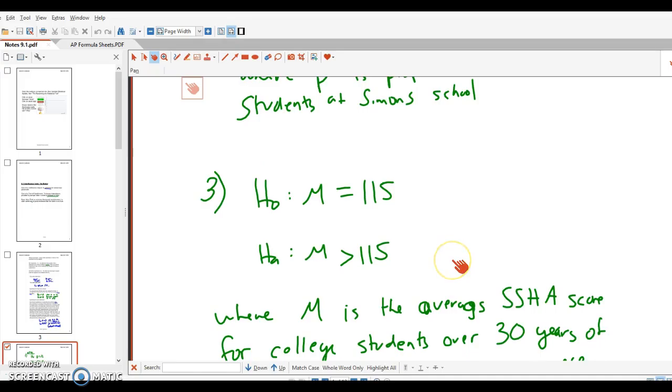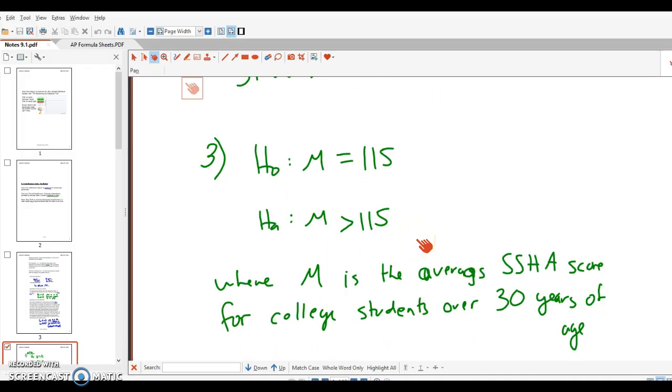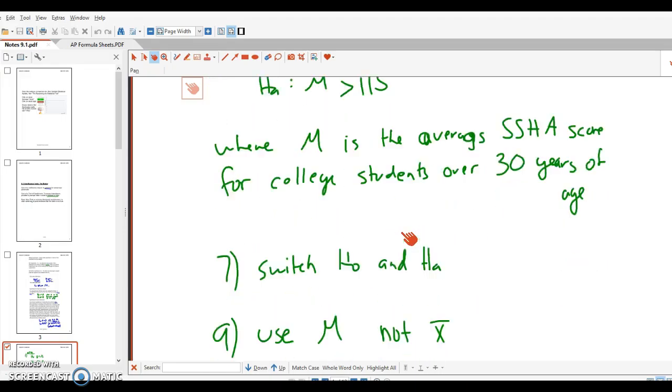Number 3, the researcher believes that non-traditional students over 30 years of age would have a higher satisfaction rating than the traditional age students. So if the average for traditional age students is 115, the null will be that there is no difference between non-traditional and traditional students. The mean of the non-traditional would also be 115, versus the alternative, what the researcher believes, that the mean would actually be higher for students over the 30 years of age.